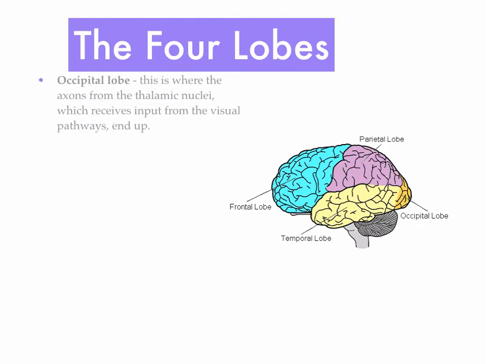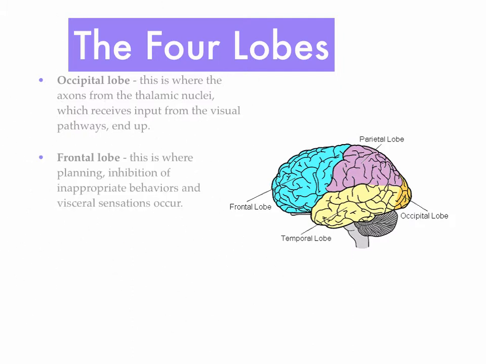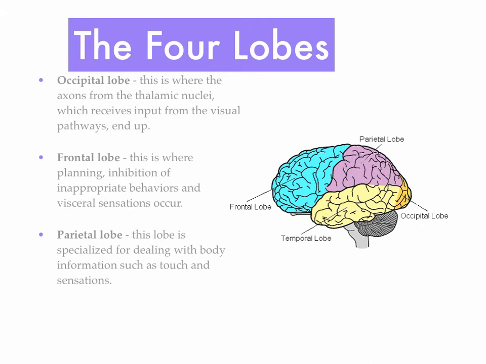The 4 lobes consist of the occipital lobe. This is where the axons from the thalamic nuclei, which receive inputs from the visual pathways, end up. The frontal lobe. This is where planning, inhibition of inappropriate behaviors, and visceral sensations occur. Parietal lobe. This lobe is specialized for dealing with body information such as touch and sensations. And let's not forget the temporal lobe. This lobe deals with information originating in the ears.